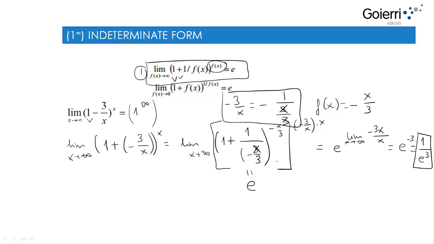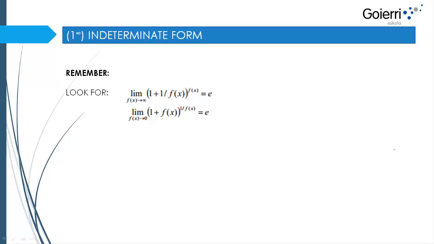So you pay attention when we have 1 to the infinity power, we know in advance that our result will be E and something else, right? So don't forget this. Remember, when we have 1 to the infinity power kind of indeterminate form, you have to look for this kind of structure, yes?